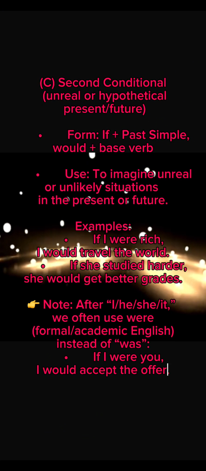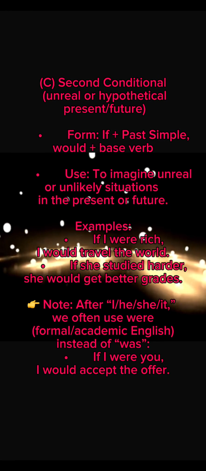Moving on to the next one, second conditional. It talks about unreal or hypothetical present or future. Form: if plus past simple, comma, would plus base verb. As I said, the main use of second conditional is to imagine unreal or unlikely situations in the present or future. For example, if I were rich, I would travel the world. It says that I am not rich now. I'm just imagining. If I were rich, I would travel the world.